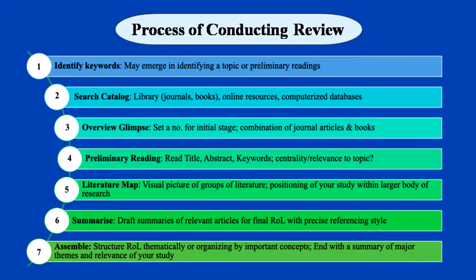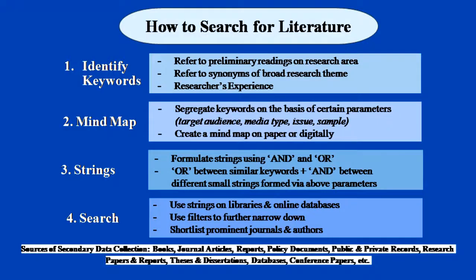After that, start summarizing and assembling the literature. Now, we'll be talking about the process in a more in-depth manner. When I talk about searching for literature, I would suggest you first identify the keywords. After every abstract in a well-written review of literature, you'd find a set of keywords. Use that and look at the synonyms of those keywords as well. After you're done with identifying the keywords, create a mind map.